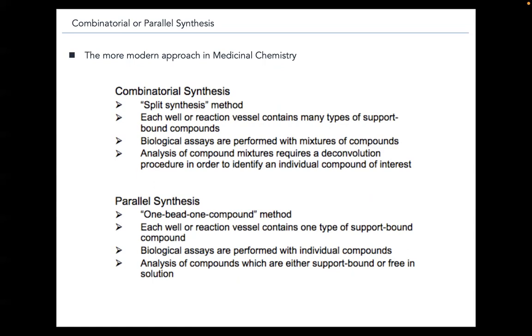Alternatively, you have parallel synthesis, and that's one bead, one compound, right? So you're really going after that one compound, but on each bead there's a different compound, so you're taking them through very similar steps, and you get fewer molecules out of that. But usually this comes in when there's a more informed target that you want to get after.